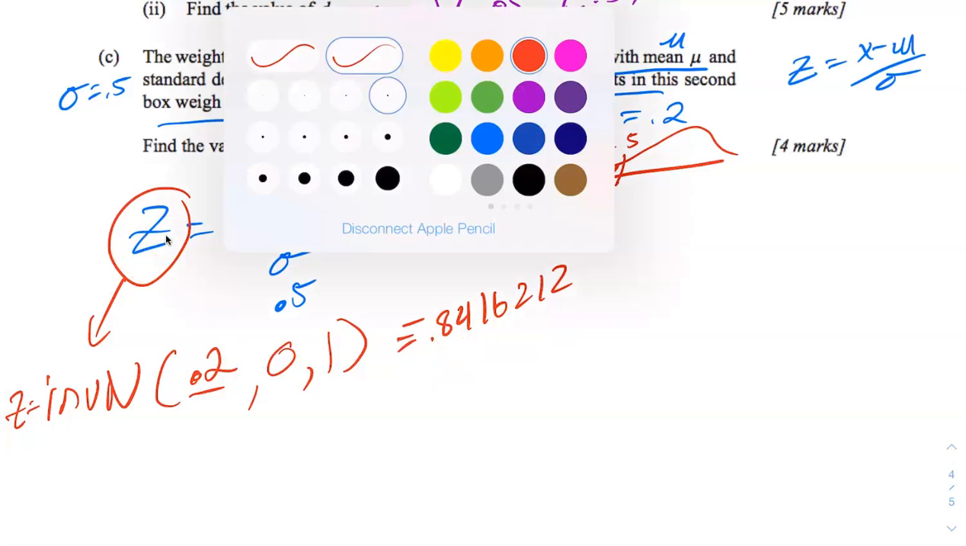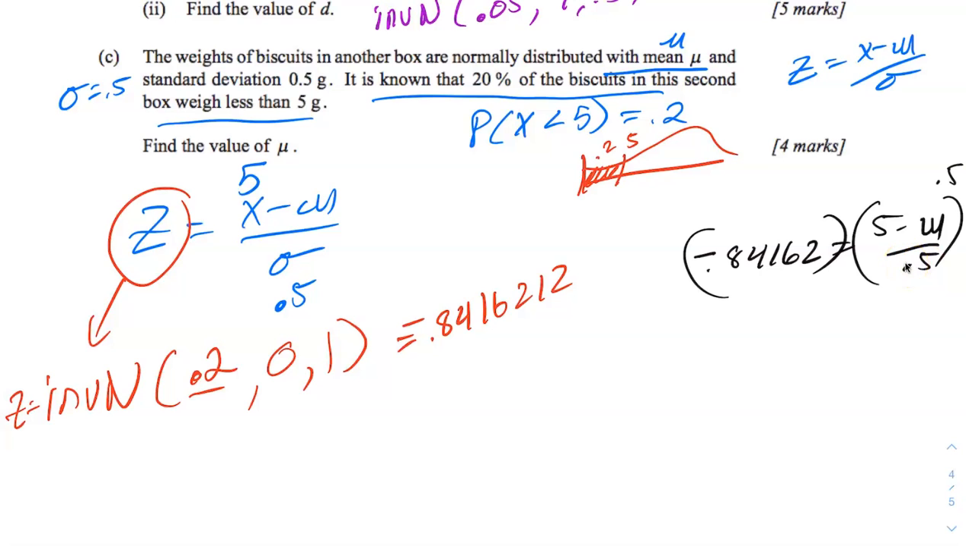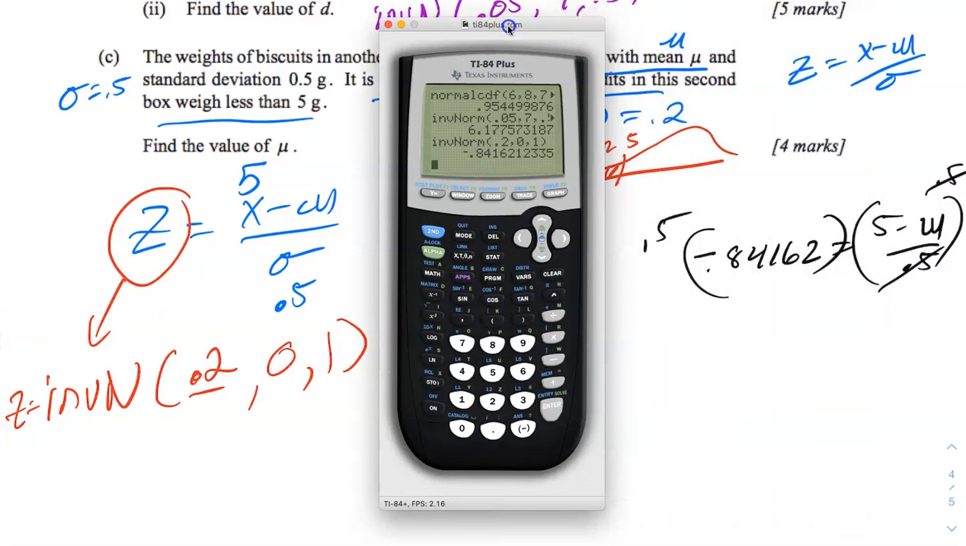So let's rewrite that all together. The problem: I get negative 0.84162 is equal to 5 minus mu over 0.5. So it's just a math problem. Let's multiply both sides by 0.5. So this cancels, that cancels. In my calculator, multiply that by 0.5. So I get that negative 0.4208 equals 5 minus mu.